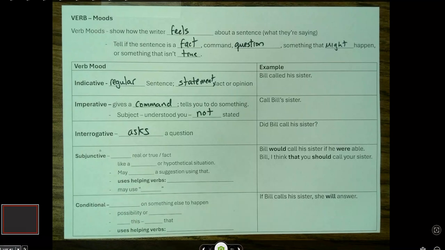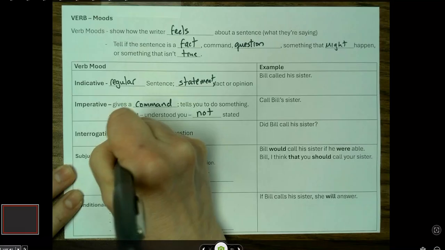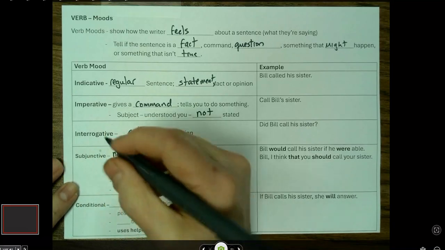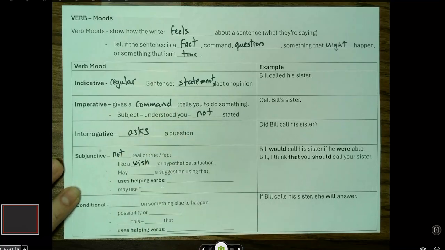Then you have subjunctive. So we're at the last two, subjunctive and conditional. Those two are a little more tricky. All right, so subjunctive is not real or true or a fact. Okay, it's kind of like a wish. Okay, so like a wish or hypothetical situation.